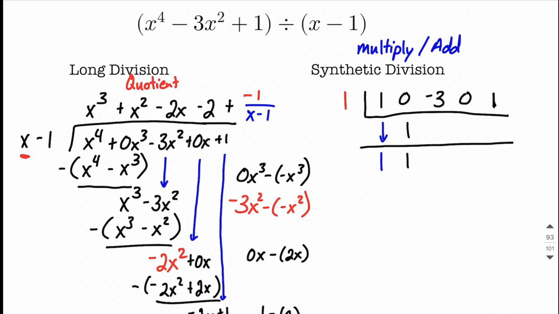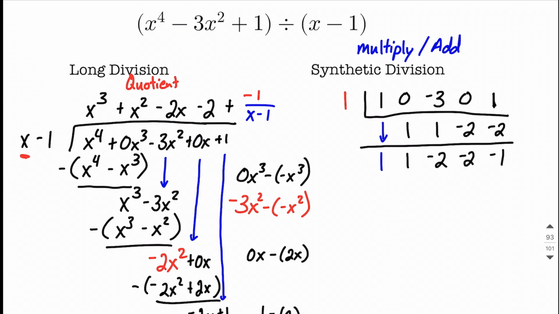Back to multiply. 1 on the outside, 1 at the bottom in black. 1 times 1 makes 1. Now we add vertically. Negative 3 plus 1 makes negative 2. Multiply. 1 times negative 2 makes negative 2. Add. 0 plus negative 2 makes negative 2. Multiply. Red 1 times negative 2 at the bottom makes negative 2. And then add vertically. 1 plus negative 2 makes negative 1.